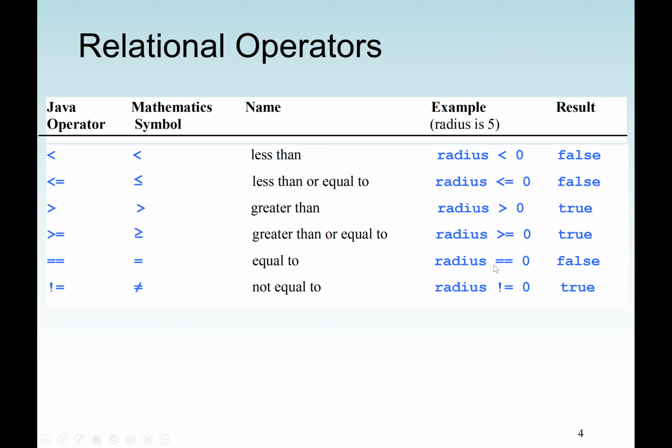So now we are using the relational operators to check if 5 is less than 0, the result will be false. If 5 is less than or equal to 0, the result also is false. If 5 is greater than 0, that's true. Is 5 greater than or equal to 0? That's also true. Is 5 equal to 0? That's false. Is 5 not equal to 0? That's true. So these are the 6 relational operators we are going to use mostly throughout our program if we want to, again, test a condition.